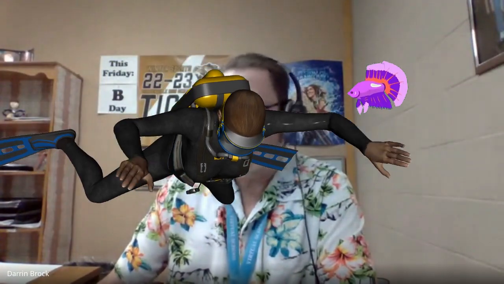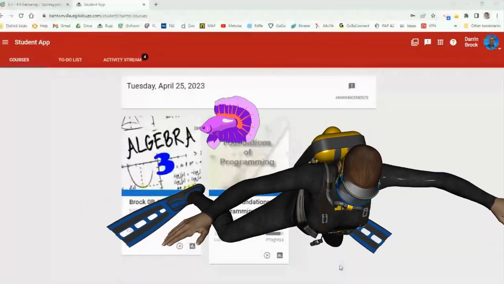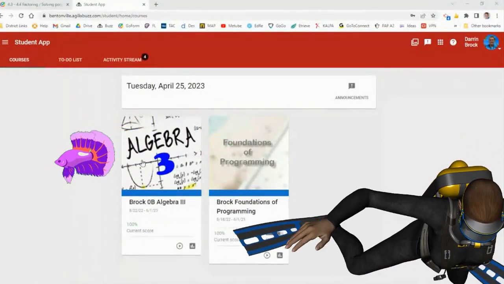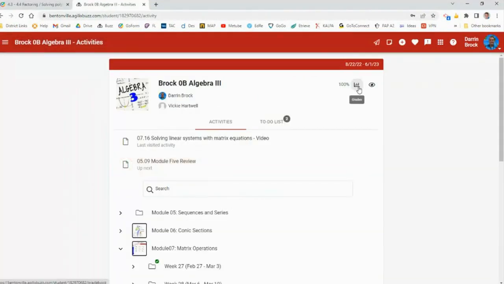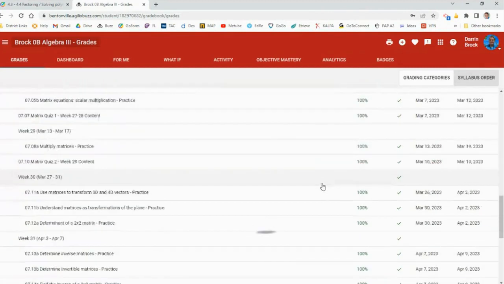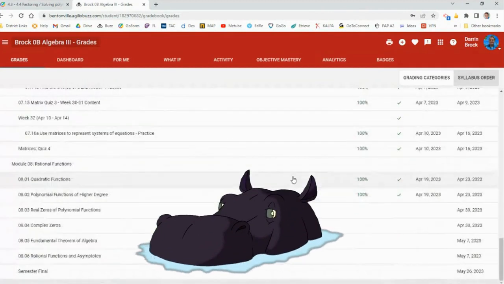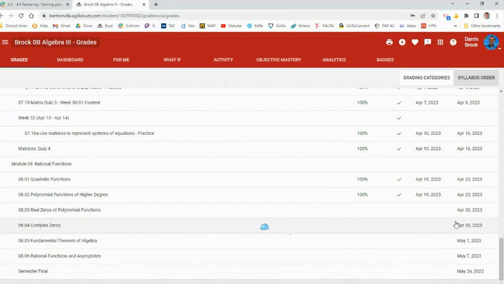Let me put up our Buzz lessons here so we can look and see what's going on this week in our Algebra 3 class. If we look at the grade screen, I'm going to scroll way down because we're almost at the end. All right, April 30th. That's this Sunday. We've got real zeros of polynomial functions and complex zeros. So we're talking about zeros this week. 8.03, 8.04 is what we have. Next week, we'll have the fundamental theorem of algebra and rational functions.